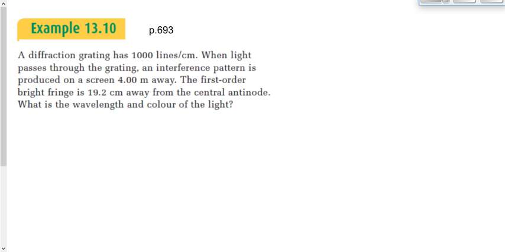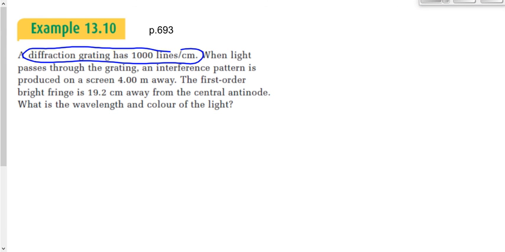When light passes through the grating, an interference pattern is produced on the screen 4 meters away. The first order bright fringe is 19.2 from the central bright fringe. What's the wavelength of color of the light? This looks like one of those questions like we've been doing, except for this thing. Let me tell you what a diffraction grating is.